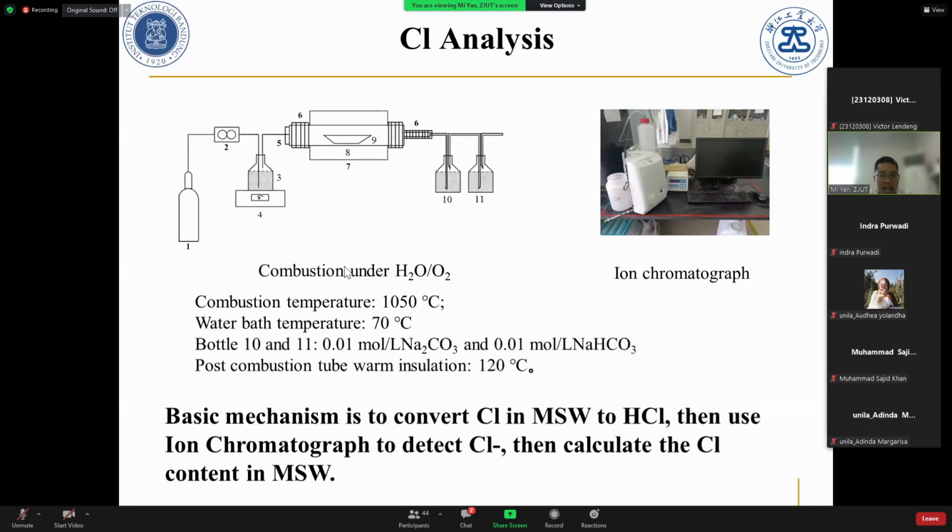But here we have used moisture. The moisture will make the chlorine become HCl. Otherwise, it will become Cl2, right? Chlorine gas. So the basic mechanism is to convert Cl in the MSW to HCl, then use ion chromatograph to detect the ion. Then we calculate the Cl content in the MSW.